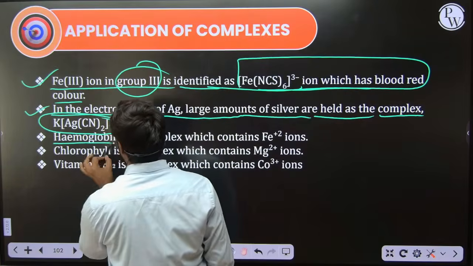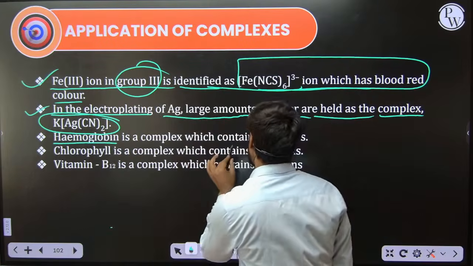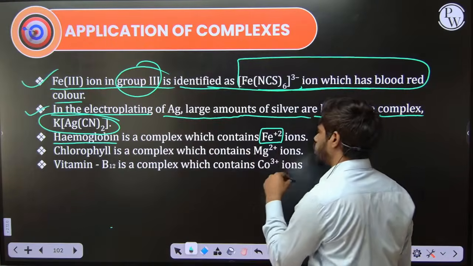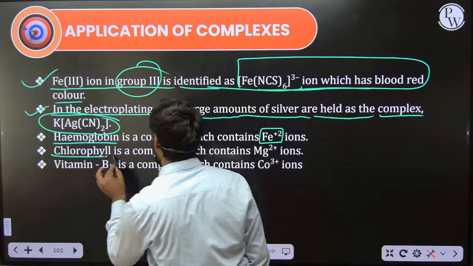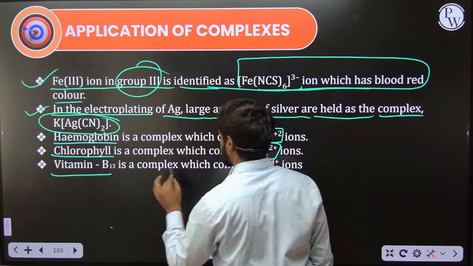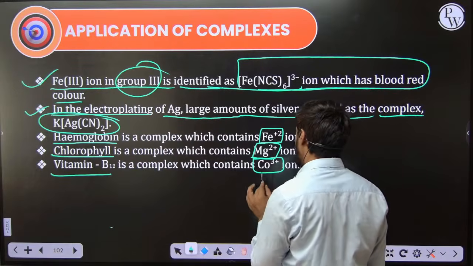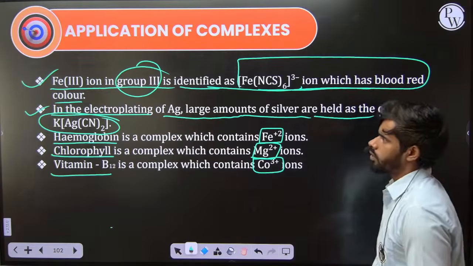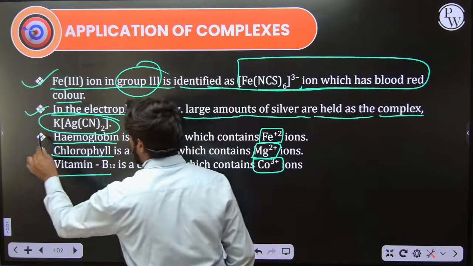Next is the hemoglobin complex, which is a complex of Fe2+. Chlorophyll is a complex of Mg2+. And vitamin B12 is a complex of cobalt 3 plus. So these are very useful and very important also.